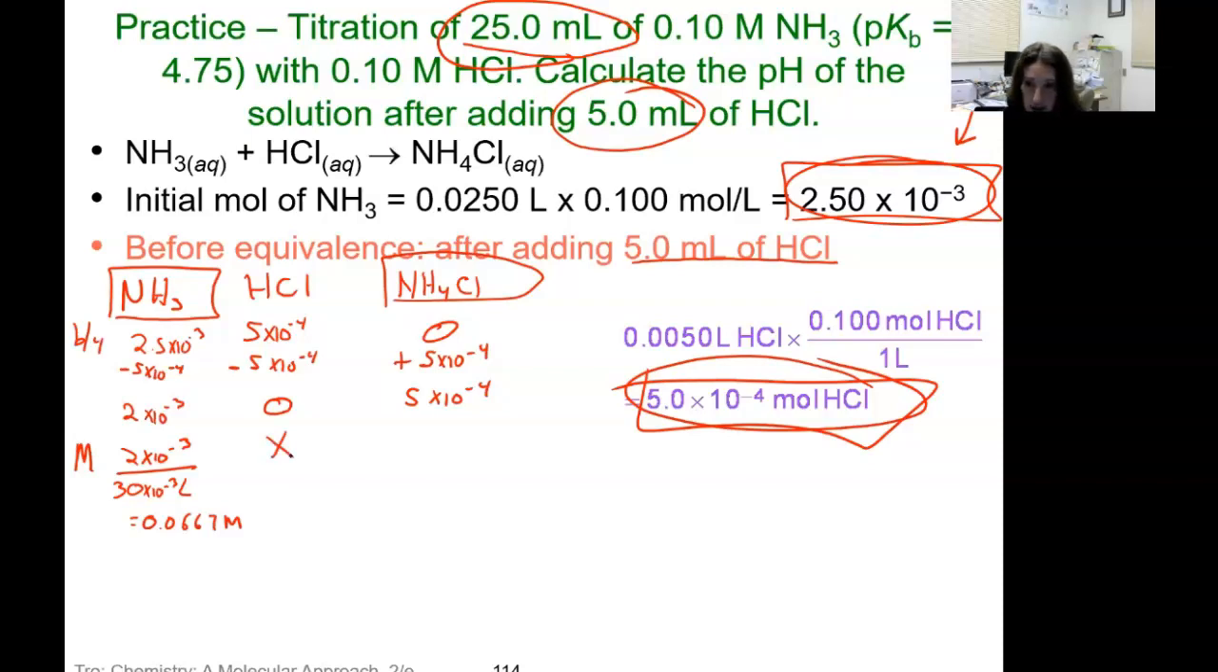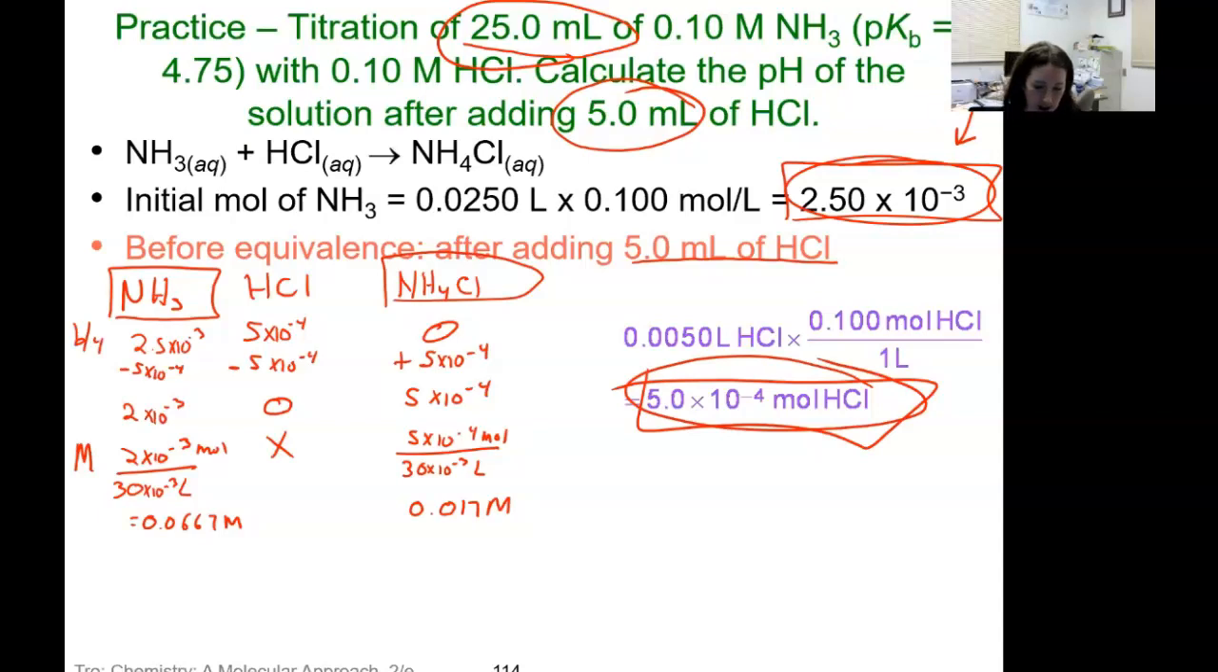Our NH4Cl is going to be 5 times 10 to the minus 4 moles over 30 times 10 to the minus 3 liters. Just going to put moles here so you remember. So this new molarity is 0.017 molar. Right, then we can just use our Henderson-Hasselbalch. You can use it with your pKa or your pKb, whichever one you're happier with. Just make sure if you use it with pKb, you switch it around.